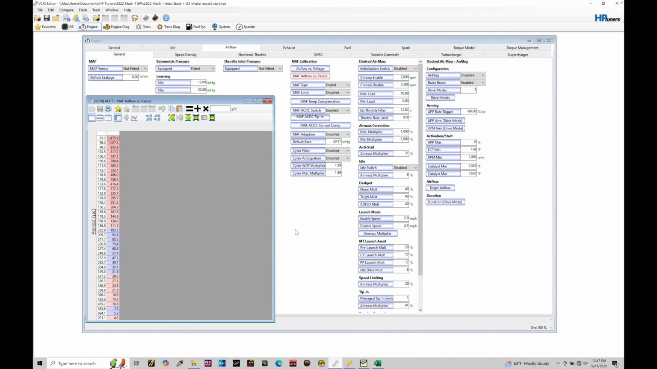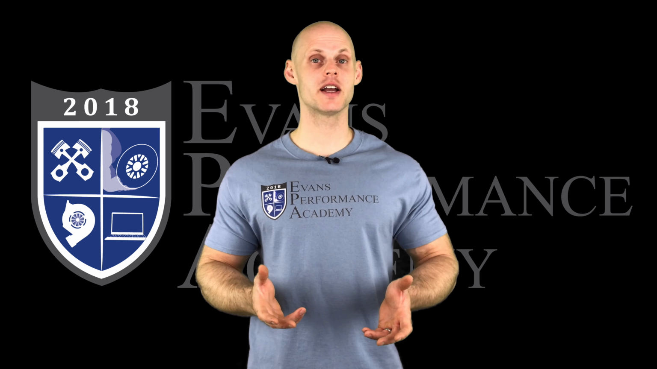So we've prepped this pretty well. I've already gone ahead and flashed the vehicle with the file. So when we fire it up, it'll be running on this particular file that we've made our changes from. I've actually renamed that file to a new name so we can see it's going to be stock plus JLT intake rescale start. So this is our starting point. And then we'll flash.